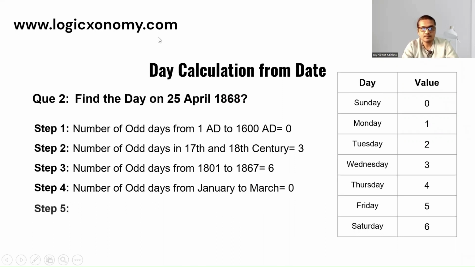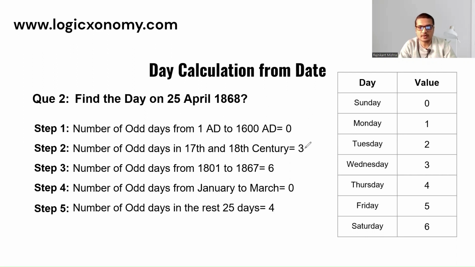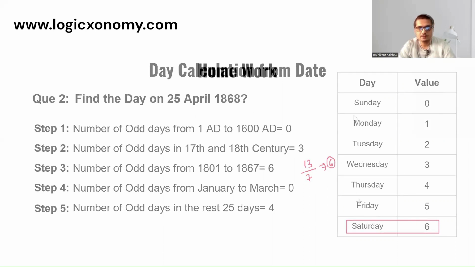Step number 5. Here we have to calculate the number of odd days in the rest 25 days. 25 by 7, remainder is equal to 4. So the number of odd days in the rest 25 days is equal to 4. Now the total number of odd days is equal to 0 plus 3 plus 6 plus 0 plus 4 is equal to 13. 13 mod 7 is equal to 6. Here 6 represents Saturday. It means on 25th of April 1868 there was Saturday.